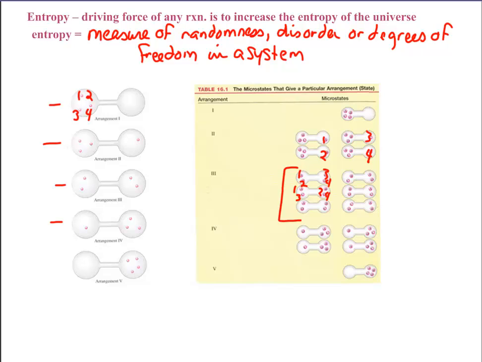Another way is we have 1 particle on the left, 3 particles on the right. It's essentially the reverse of arrangement 2, so it would make sense that we have the same number of degrees of freedom here. And arrangement 5 is exactly the reverse of arrangement 1, so again, 1 degree of freedom. So what we're looking at is how many particles do we have and how many different ways can we arrange those particles. The more ways we can arrange the particles, the more random or disordered the system will be.